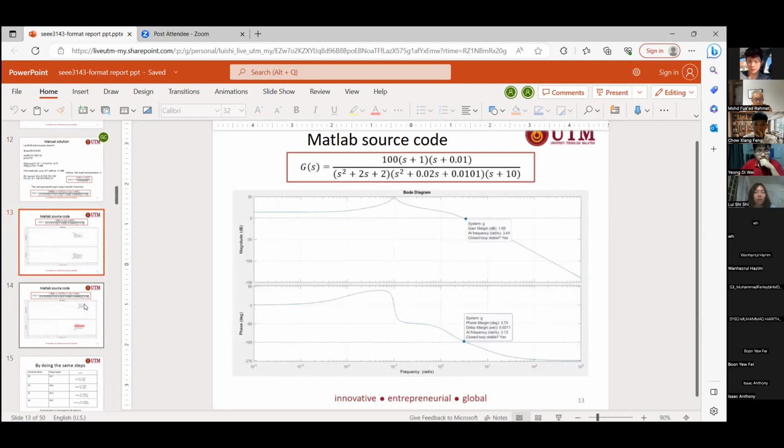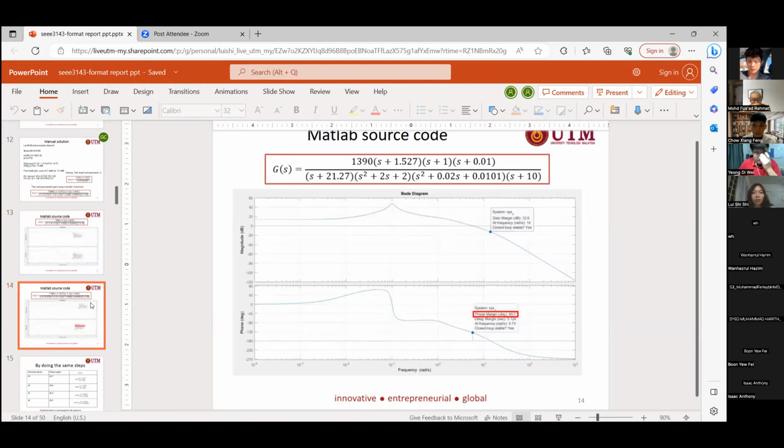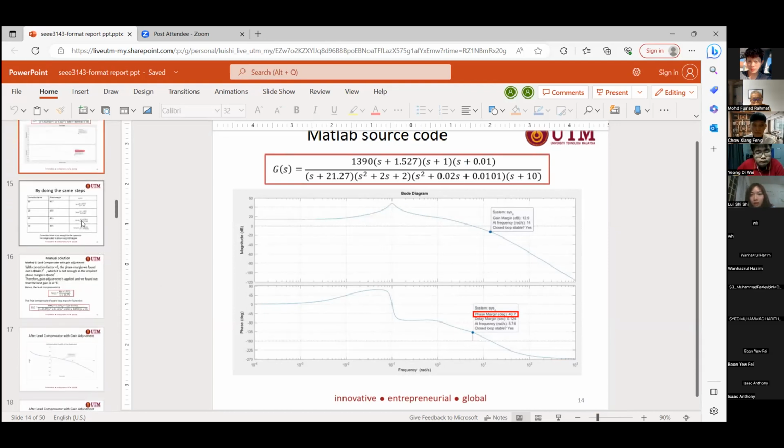Then we did the Matlab verification. This is the uncompensated bode plot diagram using Matlab. Here we can see that the phase margin is around 3.79 degrees, which is similar to our manual answer of 5 degrees. Next, this is the compensated bode plot that we did. Here we found that our phase margin is 40.7, so the requirement is not met, where the requirement is around 60 degrees.